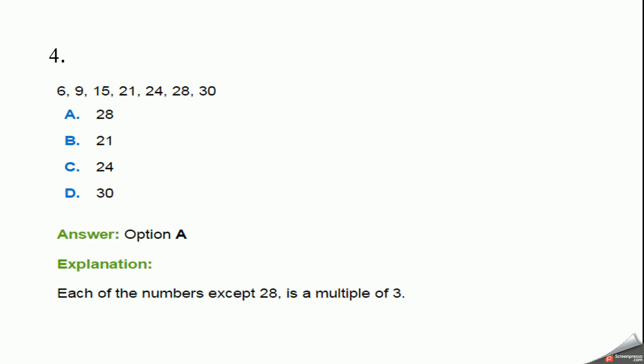Next problem: 6, 9, 15, 21, 24, 28 and 30. There is a simple and easy calculation: each number is a multiple of 3, like 6, 9, 15, 21, 24 and 30, but 28 is not a multiple of 3.